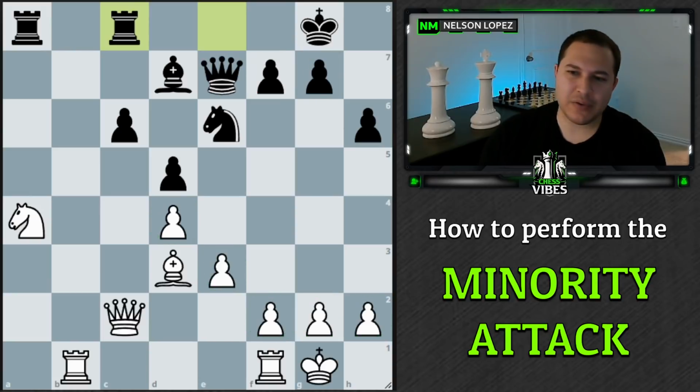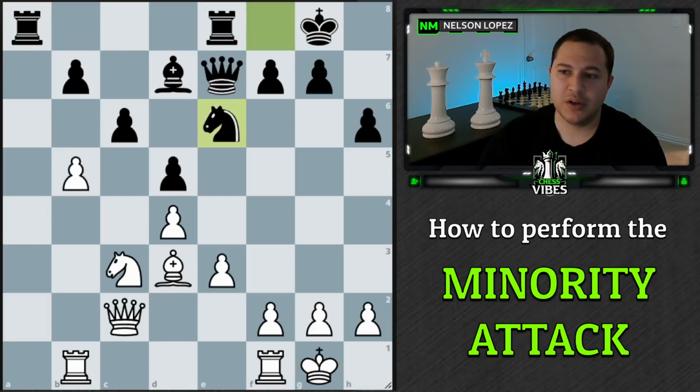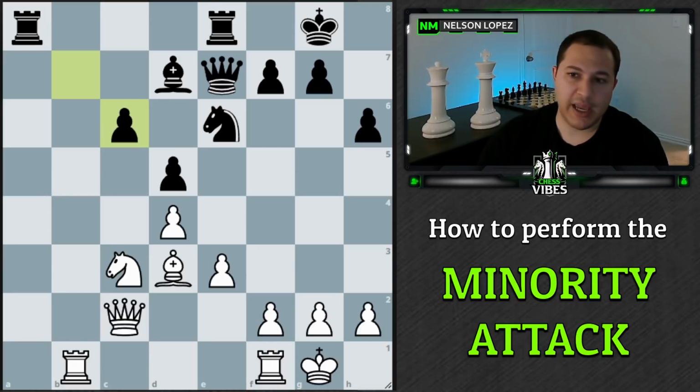When I was around 1600, I used to play d4, and this was one of the most common things that I did to win a lot of games. I would get into a position like this where I would play the queen's gambit and trade off my pawn. I'd eventually push the a and b pawns forward, and I would do something just like this. And it was a very simple, straightforward approach, and it's not very easy for black to stop it.